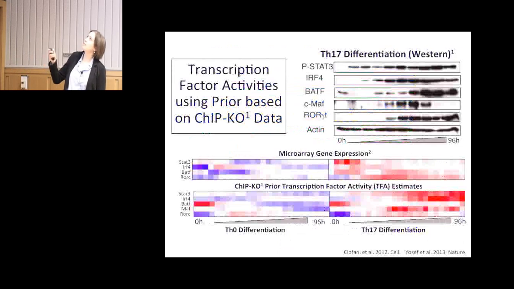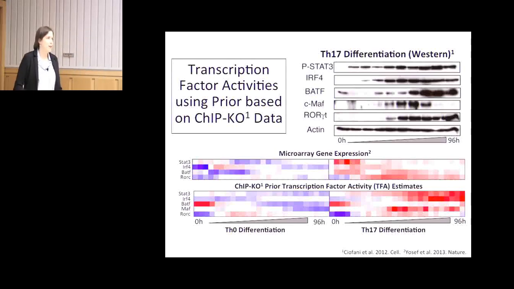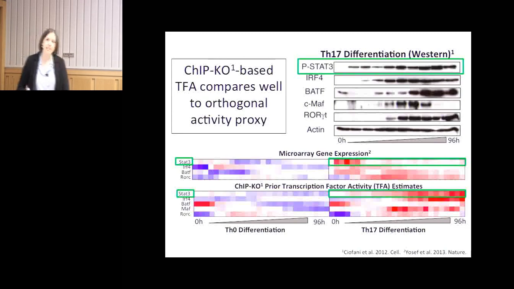And we have at the top this Western blot that shows protein levels across 0 to 96 hours. And below, we have matched microarray gene expression data from 0 to 96 hours, so the same time course. And below, we have transcription factor activities as estimated from probably our best type of prior based on ChIP and knockout data. And in particular, I just wanted to point out that STAT3 activity correlates very nicely with phospho-STAT3 abundance.